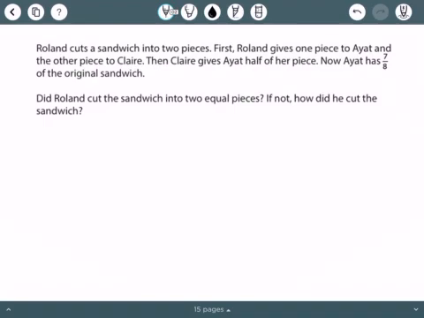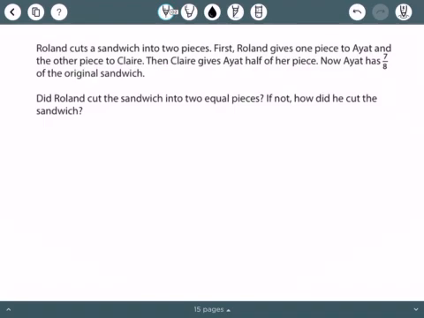And the question is, did Roland cut the sandwich into 2 equal pieces? And if not, how did he cut the sandwich? If you want to pause the problem now and have a go at answering it, do so, because I'm going to go through the answer now, okay?